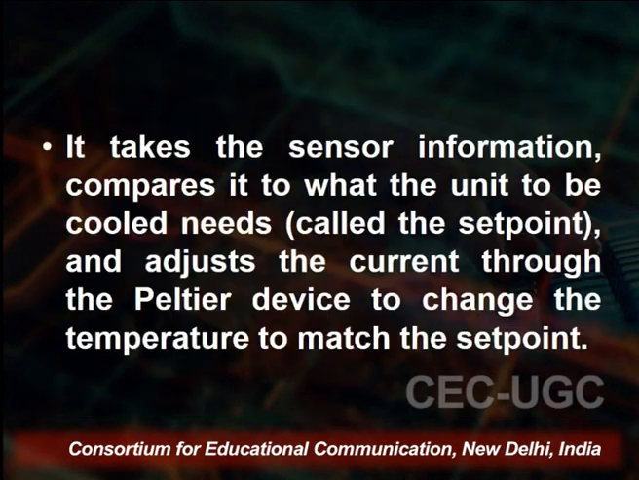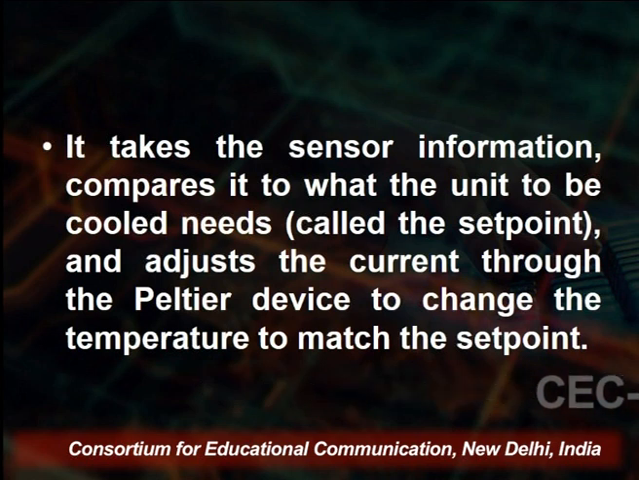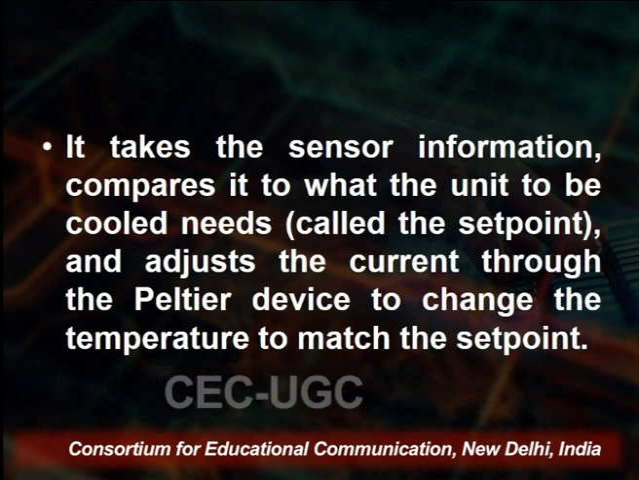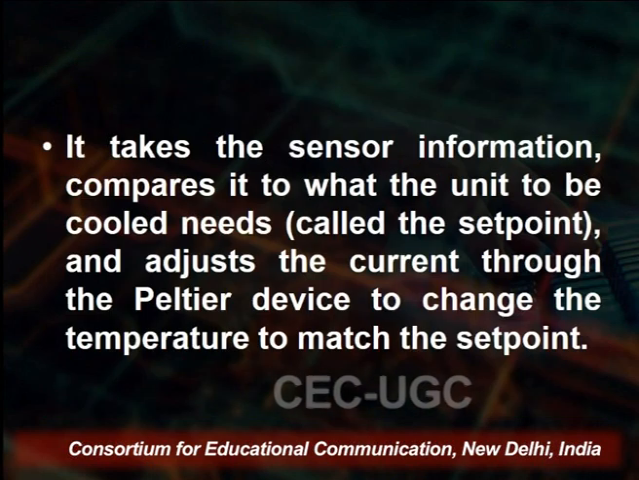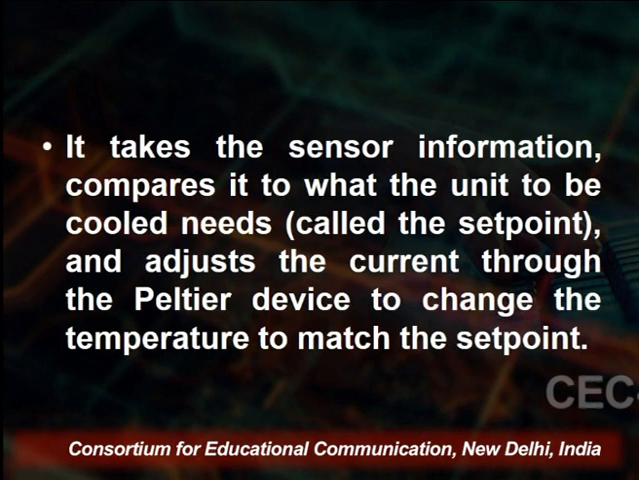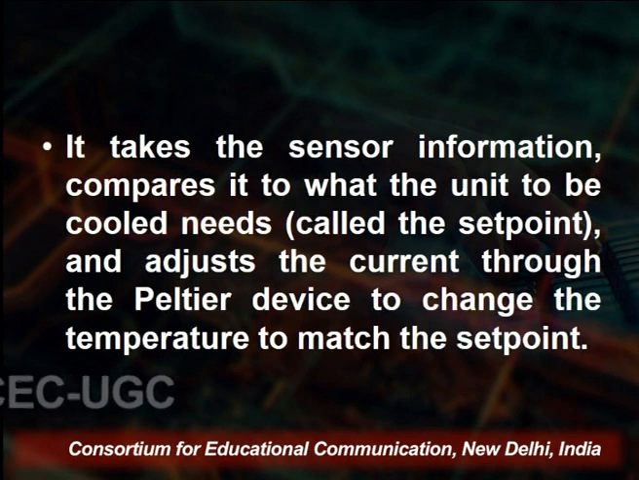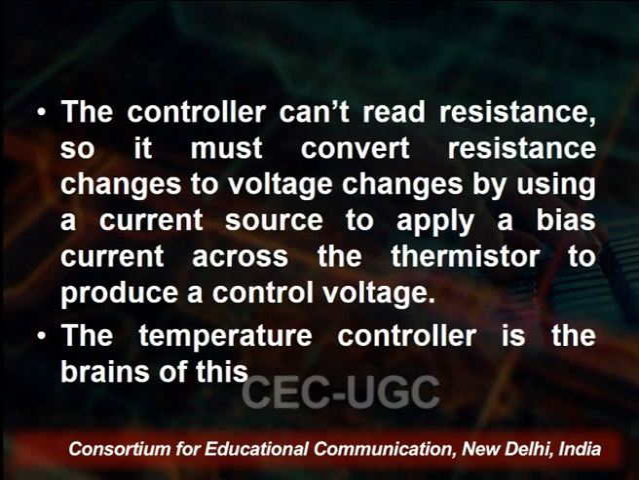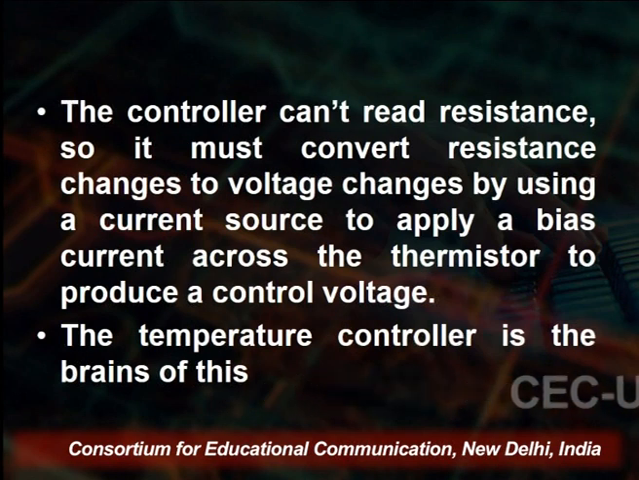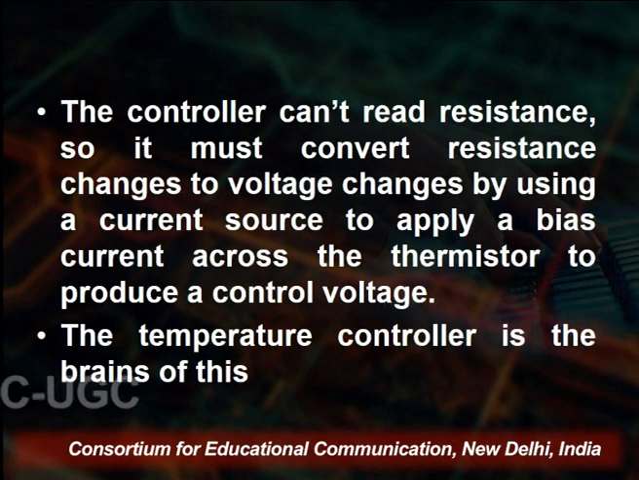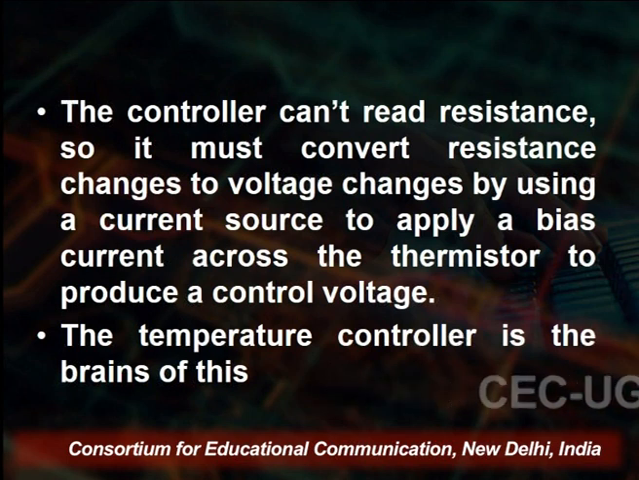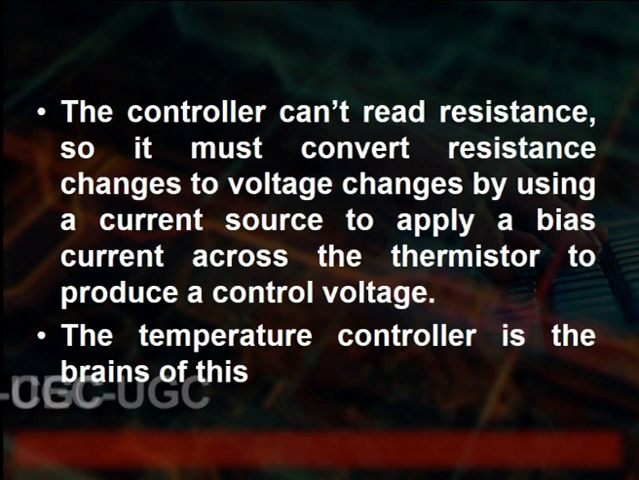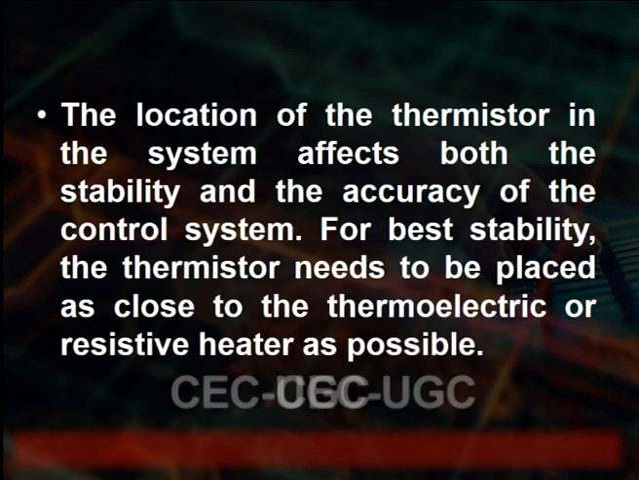And in this manner it takes the sensor information and compares it to what the unit to be cooled needs, called the set point, that gives the signal at which point the cooling will be done, and adjusts the current through the Peltier device to change the temperature to match the set point. The controller cannot read the resistance, so it must convert the resistance changes to voltage changes by using a current source to apply a bias current across the thermistor to produce a control voltage. So the temperature controller is the brain of this device.